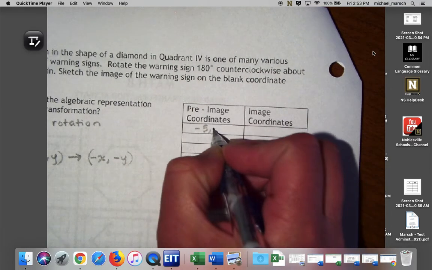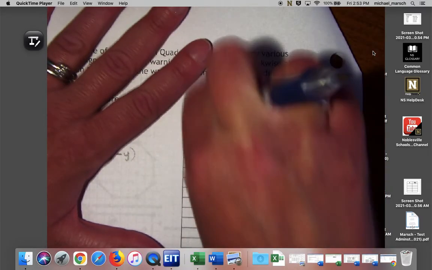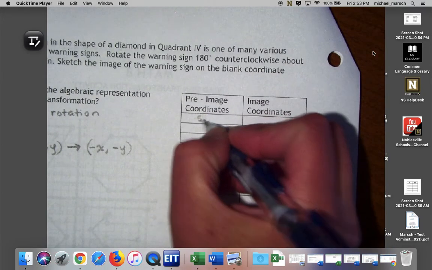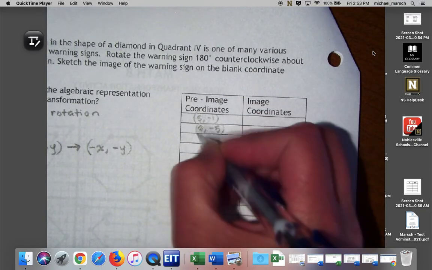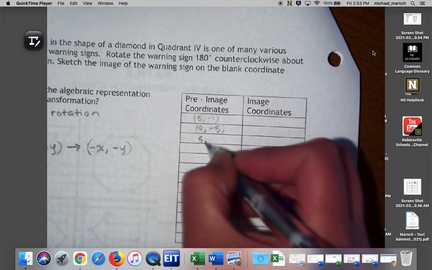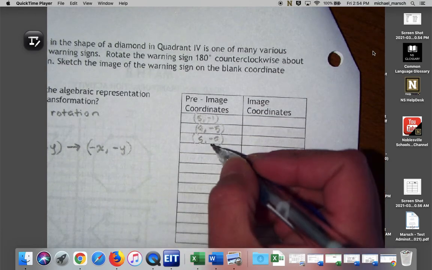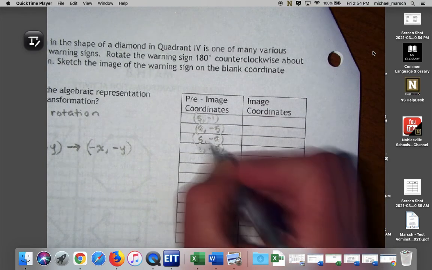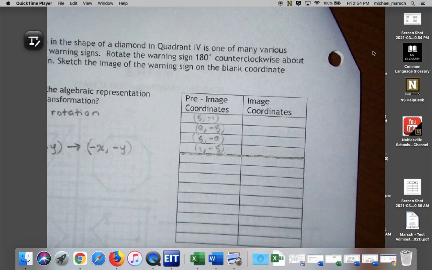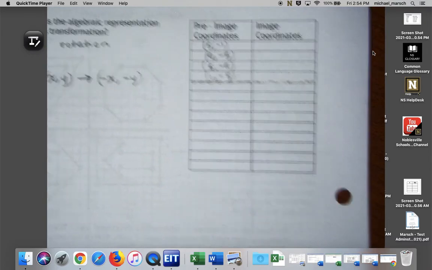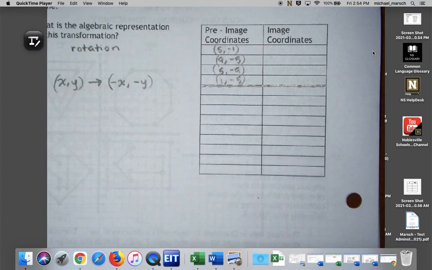So I've got 5, -1, my first ordered pair. Then I've got 9, -5, 5, -9, and 1, -5. Can't see it, it's too bright. Oh, sorry. Is that better? It is 5, -9.